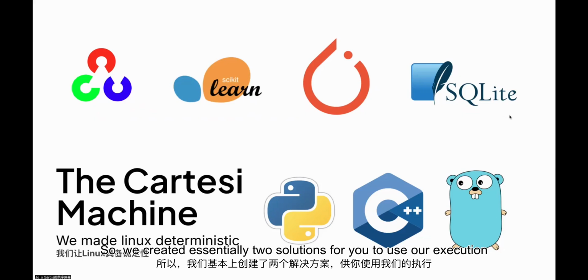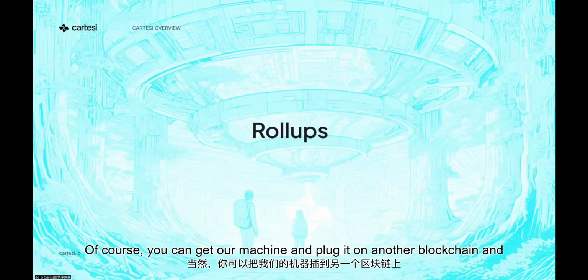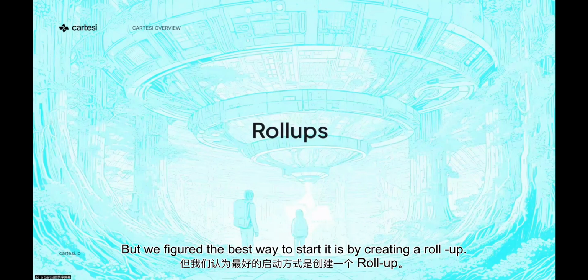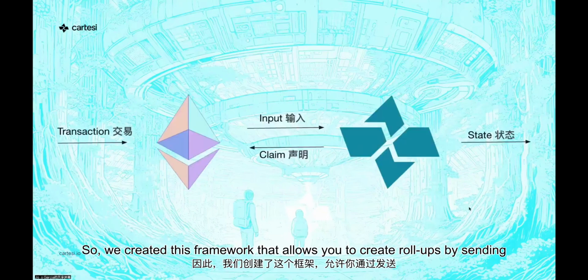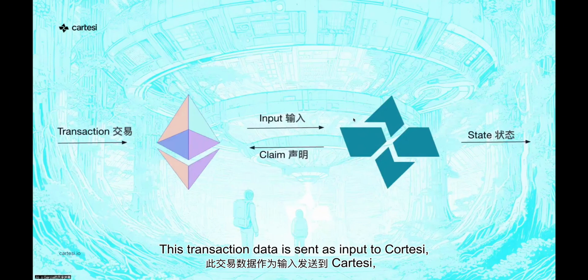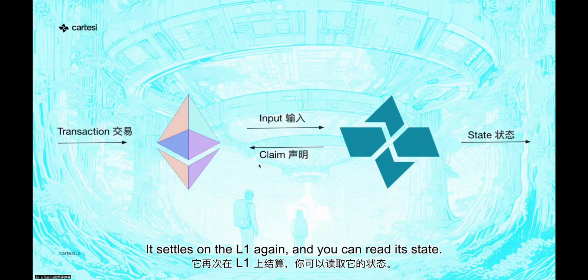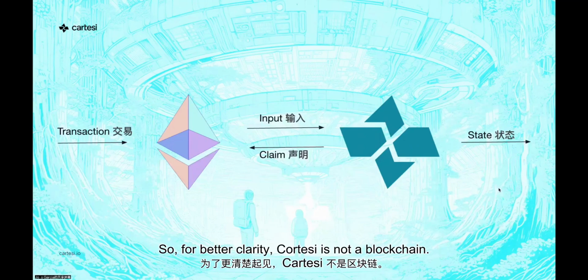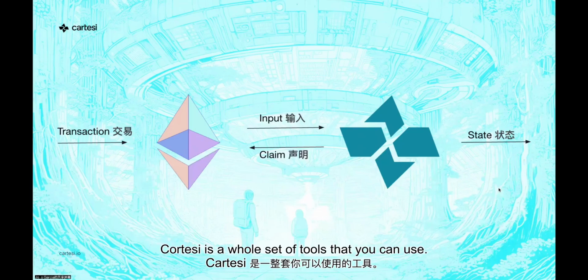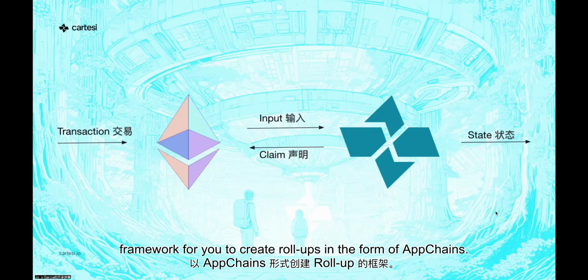So we created essentially two solutions for you to use our execution environment for convenience. Of course, you can get our machine and plug it on another blockchain and use it as a layer one. But we figured the best way to start is by creating a rollup. So we created this framework that allows you to create rollups by sending a transaction to the layer one. This transaction data is sent as input to Cartesi, which processes whatever it has to process. It settles on the layer one again, and you can read its state. So for better clarity, Cartesi is not a blockchain. Cartesi is a whole set of tools that you can use, being the basic tool, the Cartesi Machine, and the Cartesi Rollups is a framework for you to create rollups in the form of app chains.